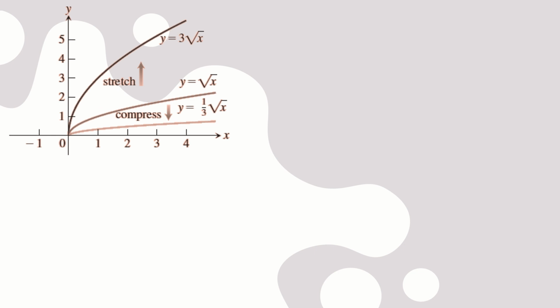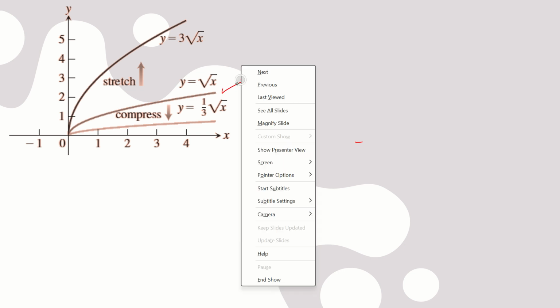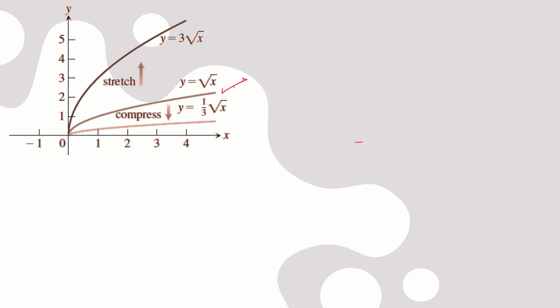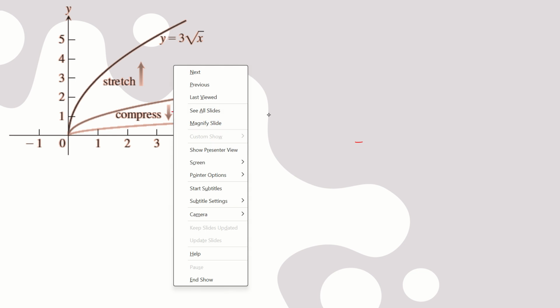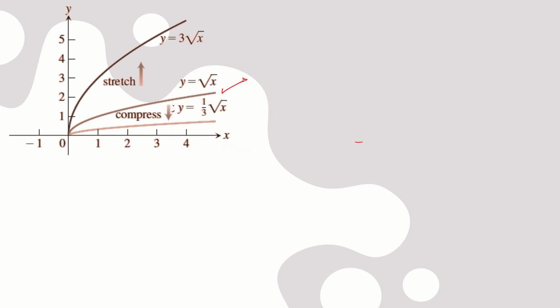This is an example. You see the graph of y is equal to under root x. This is the graph of y is equal to under root x. If you want to find the graph of y is equal to 1 by 3 under root x, you see that basically here 3 is multiplied, so when we do multiplication with y, in y direction compression happens. So we have to compress this graph downward in y direction.